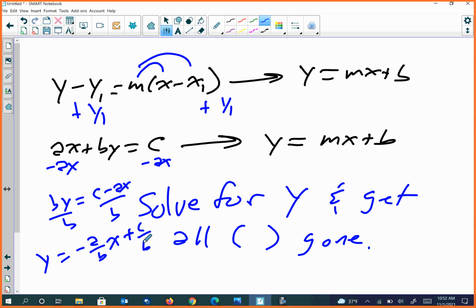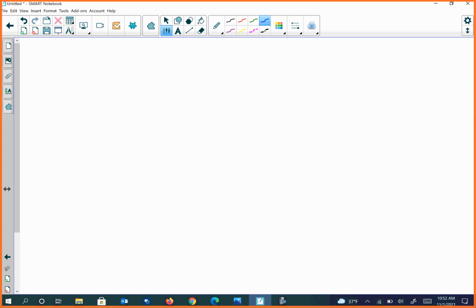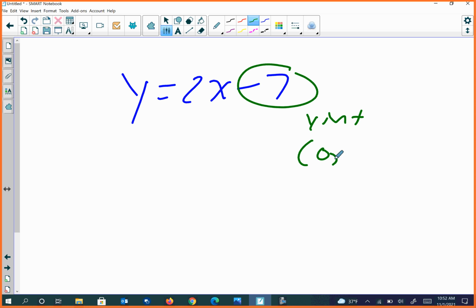Okay? Questions? Yeah. So can it be like y equals mx minus b? Do what? Can it be y equals mx minus b? Yeah. That would mean, so if I had this, my y-intercept is this. Uh-huh. Yeah, you bring the sign along.